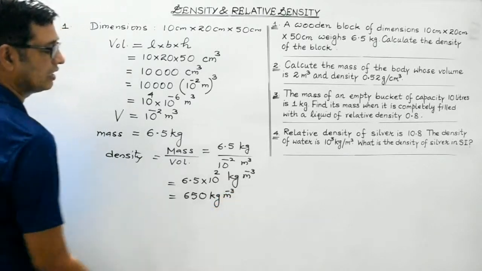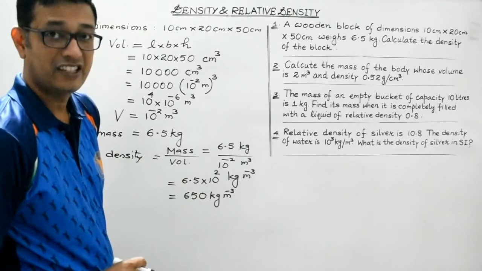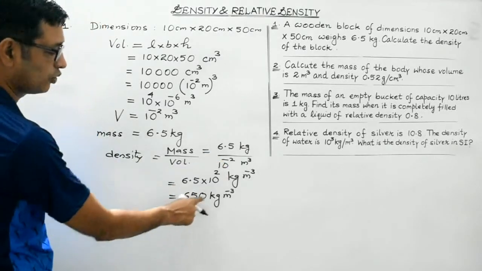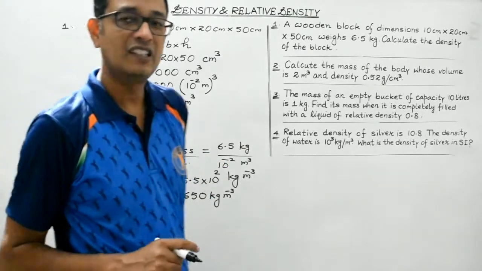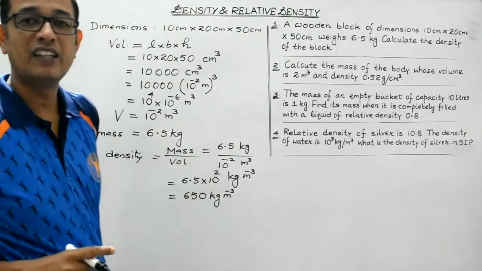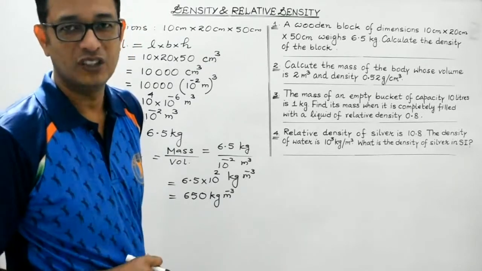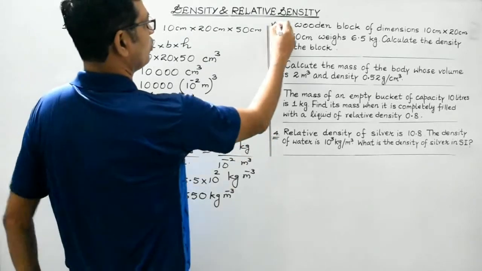So students, this is the answer. 6.5 may be written as 65 divided by 10 multiplied by 100. So it will give us 650 kg per meter cube. So this is how the density of a body can be easily found if its mass and volume are given to us, right? So we are over with question number 1.